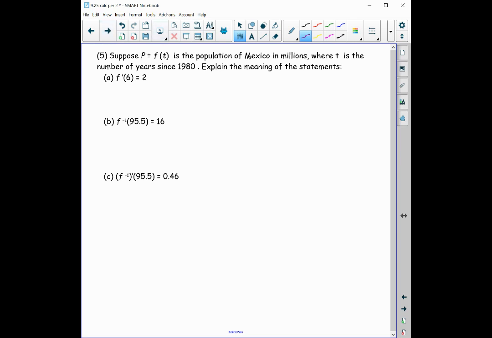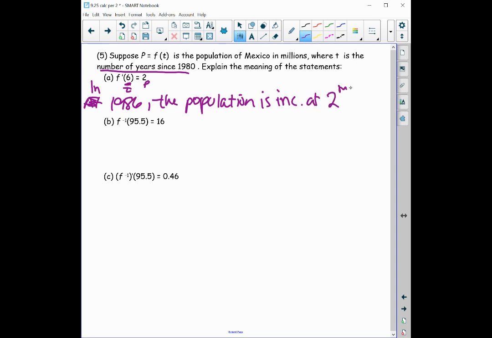Suppose P equals F of T is the population of Mexico in millions, where T is the number of years since 1980. Explain the meaning. So T, this is P. So at 1986, or you can say 6 years after 1980, or I'm going to say in 1986 because at 1986 doesn't make sense for this. F prime. So the population. Now, if it was F, it would be what the population is. If it's F prime, the population is changing. So I'm going to say increasing because it's positive at 2 million per year.